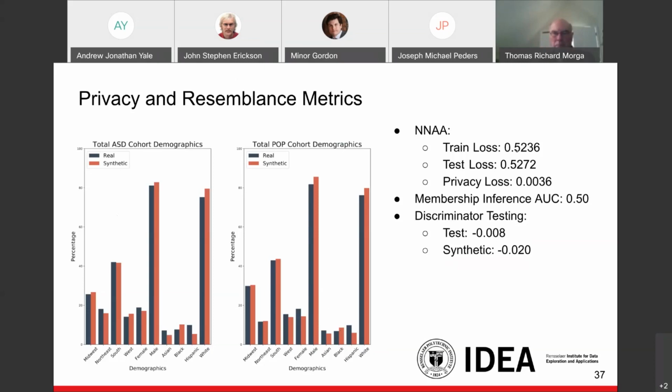So for train and test, we get 0.52 in both, almost 0.53 in test, and therefore we have a good privacy loss and pretty good resemblance. We can also see with our membership inference area under the curve, we're getting a 0.5, which is exactly what we want to see. And then for discriminator testing, the test data as a benchmark is getting a distance of 0.008, and the synthetic is getting a distance of 0.02, which is indicating that we are not overfitting to the data.